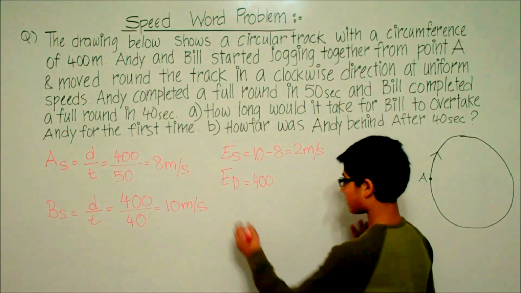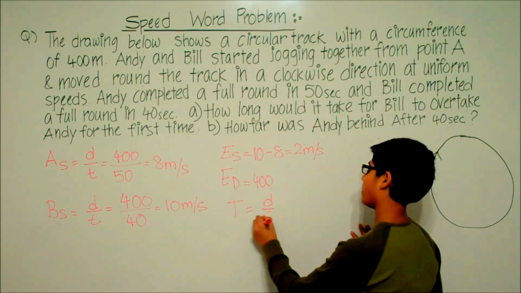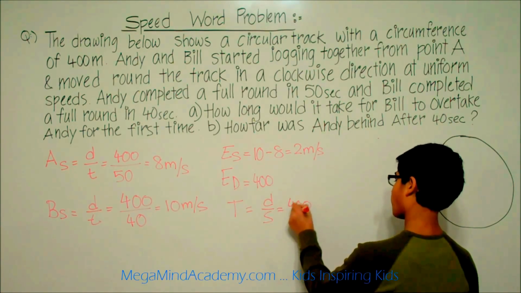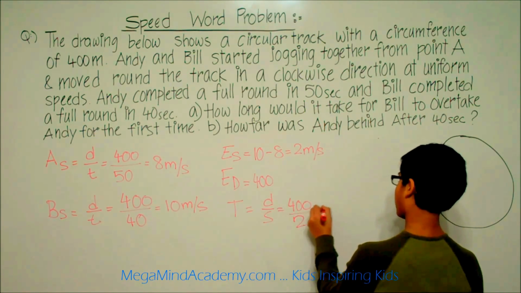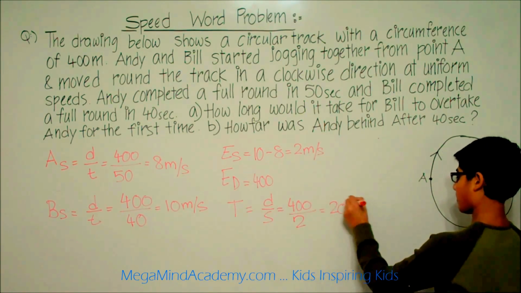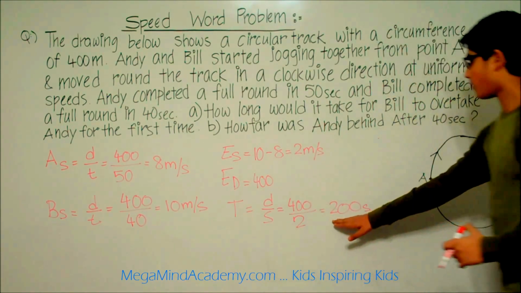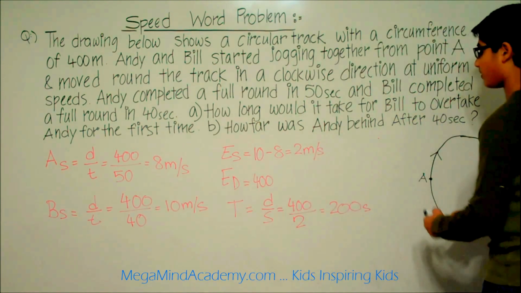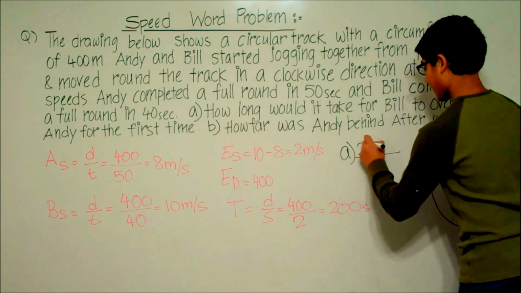So the time it takes for him to do that, as we know, is distance over speed, which is the distance of 400 over the speed of 2 meters per second, and we get 200 seconds. So the time it takes for Bill to overtake Andy for the first time is 200 seconds. So the answer to question A is 200 seconds.